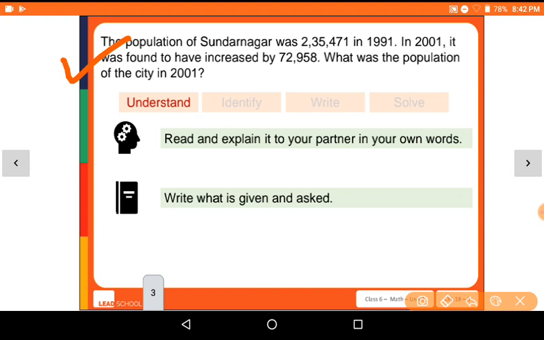Among them, the first one is understand. First, read and explain it to your friends or your parents or whoever is with you. And the second one, write what is given and what is asked.